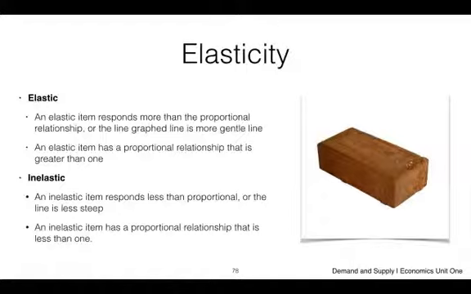Elastic items respond to the proportional relationship in a more gentle line. So if I move something, right, I'm going to see a more gentle sloped line there. So more horizontal than vertical, okay? Or more quantity axis than price axis when we look at this, right? So an elastic item is greater than 1 when it comes to slope, and that's really the way to look at it. Slope doesn't have everything to do with it, but for the purposes of this class, slope is a good enough determinant for elasticity.